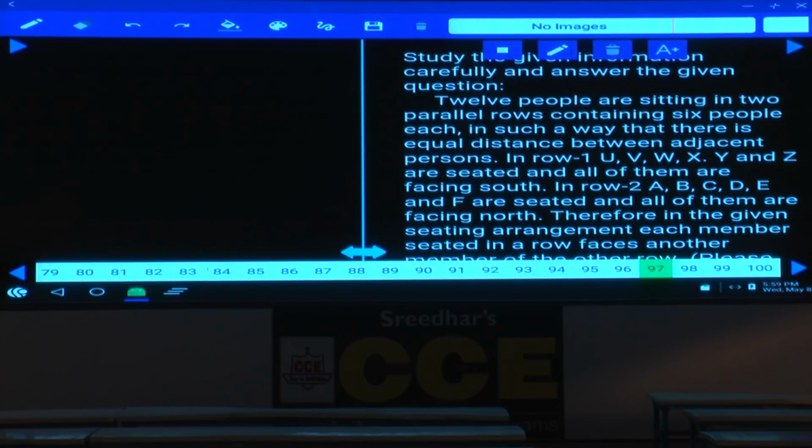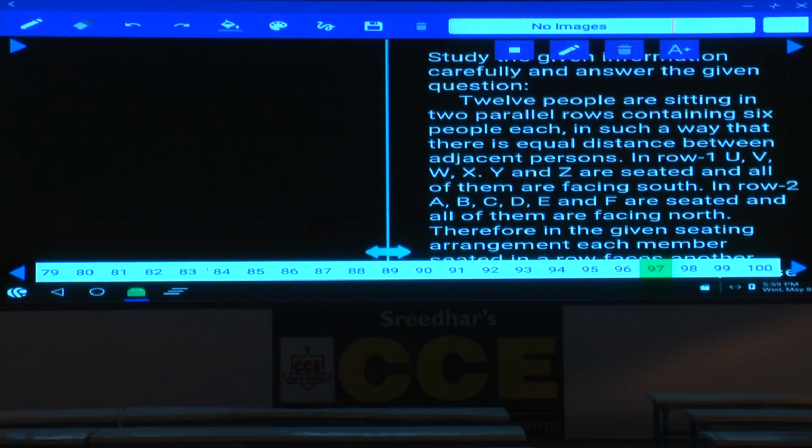Twelve people are seated in 2 parallel rows containing 6 people each, with equal distance between adjacent persons. In row 1, U, V, W, X, Y, and Z are seated, and all of them are facing south. In row 2, A, B, C, D, E, and F are seated, and all of them are facing north.